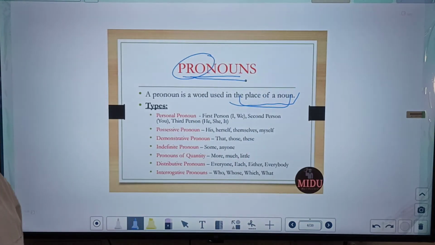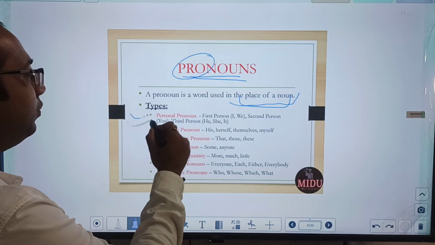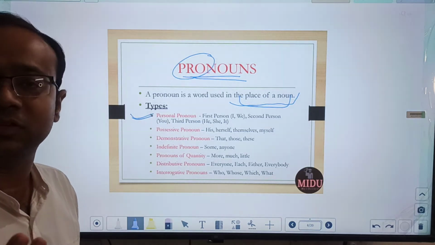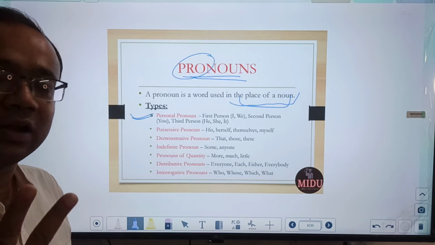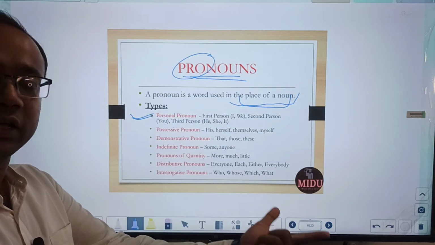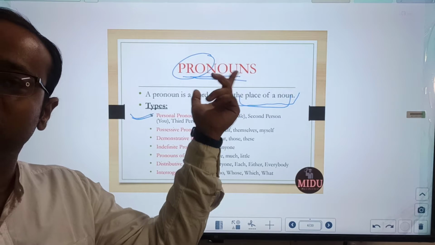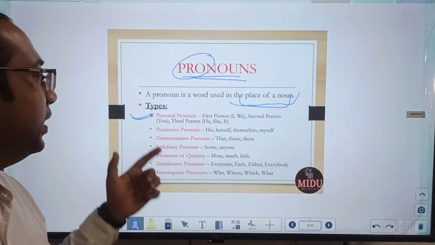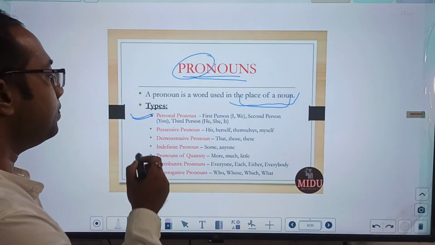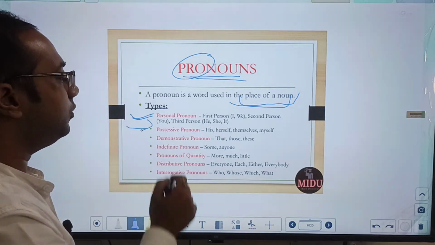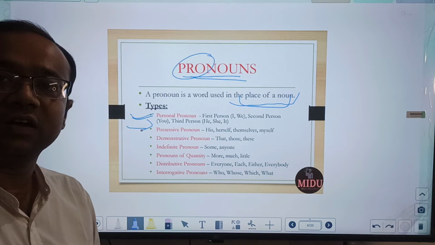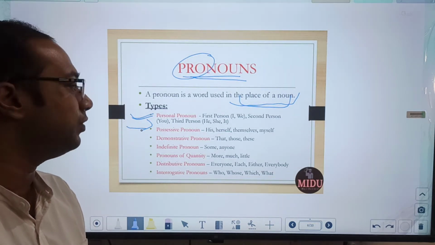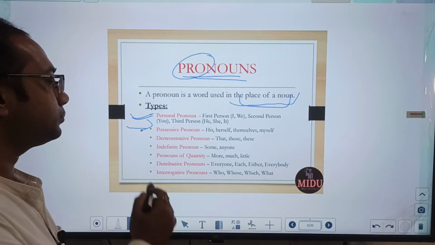What are the different types of pronouns? So there can be personal pronouns, and within personal pronouns there can be 3 persons. First person referring to I or we. Second person referring to the person in front, you. And third person, someone who is not in the frame, he, she, it. All these are types of personal pronoun. Then possessive pronoun. From this personal we can create possessive pronouns. Himself, his, herself, myself, themselves. These are all possessive pronouns.